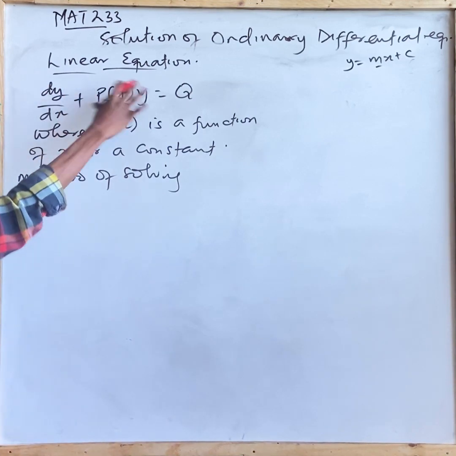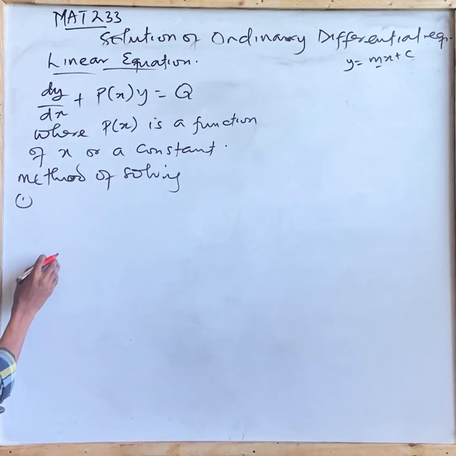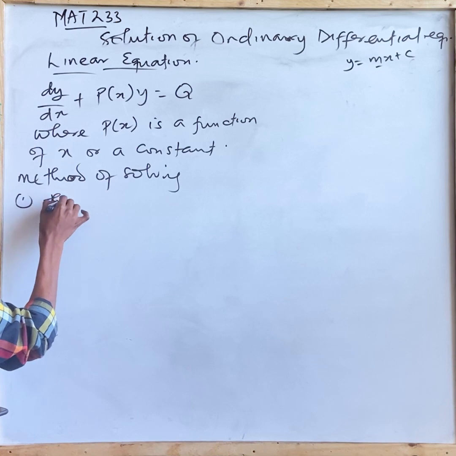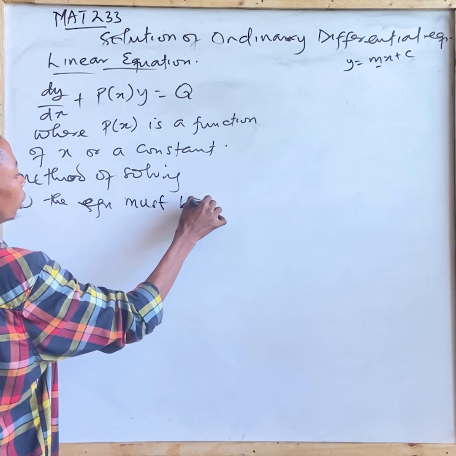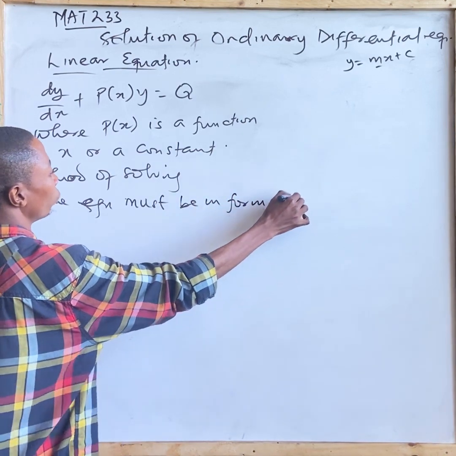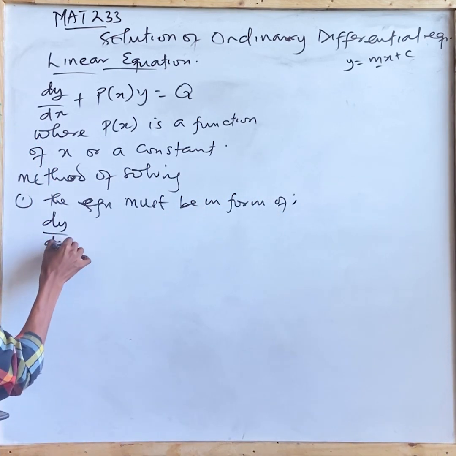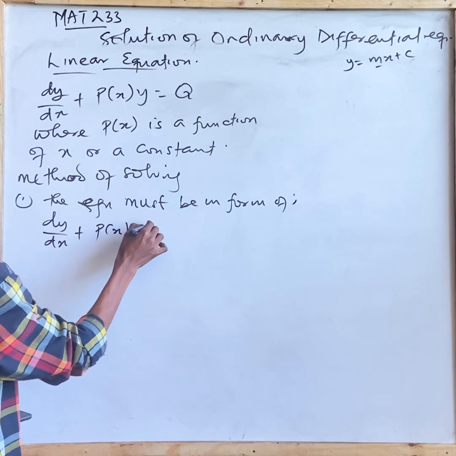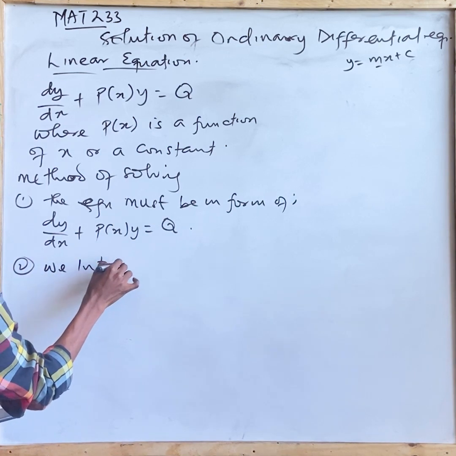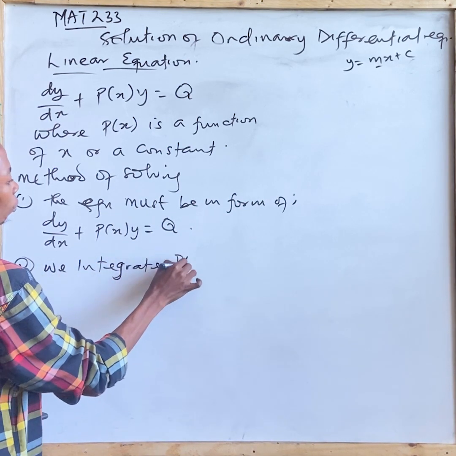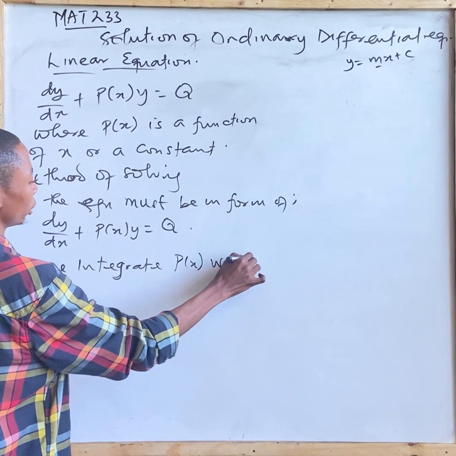Number one, we recognize that the differential equation must be in the form dy/dx plus p of x times y equals q. The second step is we integrate p of x. We integrate p of x with respect to x.